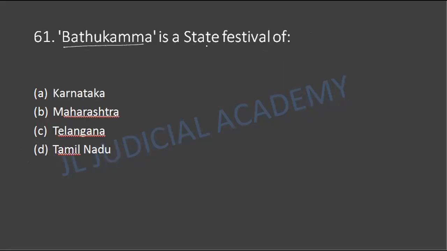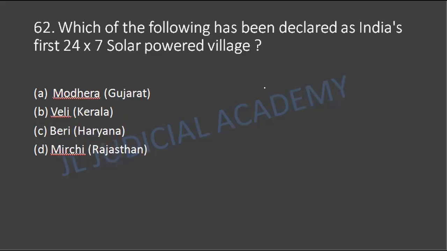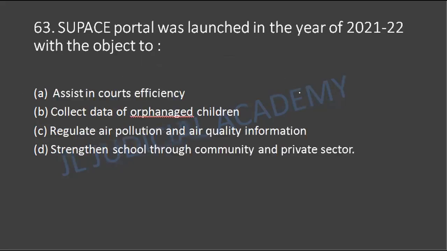Next, Bathukamma is a state festival of Telangana. Next, which of the following has been declared as India's first 24/7 solar powered village? Modhera, in Gujarat.